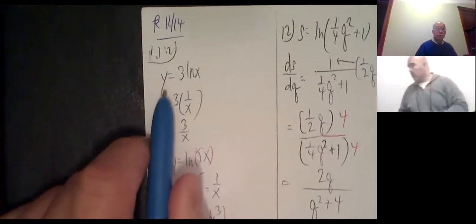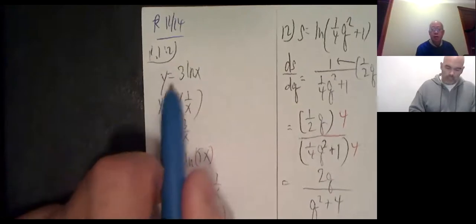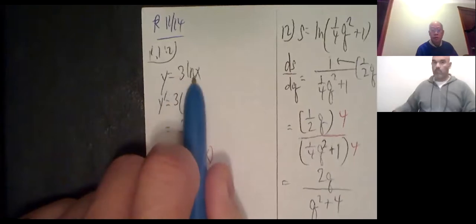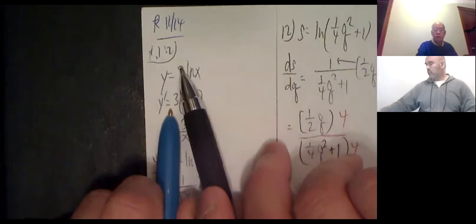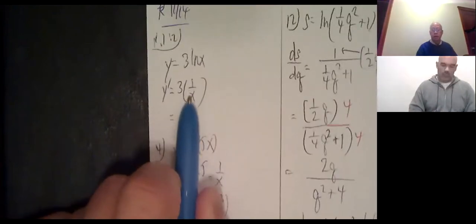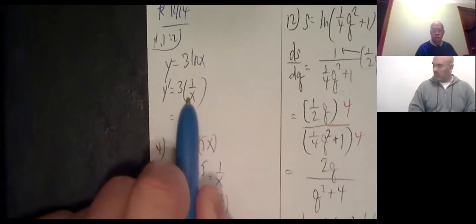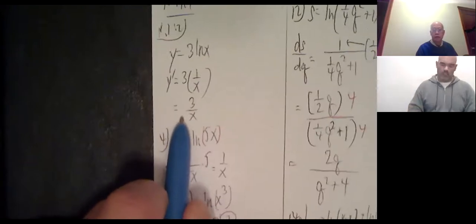Okay, so number 2, y equals 3 natural log of x. So it's a function with a number in front. Okay, number times a function. The derivative by formula is the number. Just copy the 3 times the derivative of the function. So what's the derivative of ln x? 1 over x. And then 3 times 1 is 3. So final answer is 3 over x.